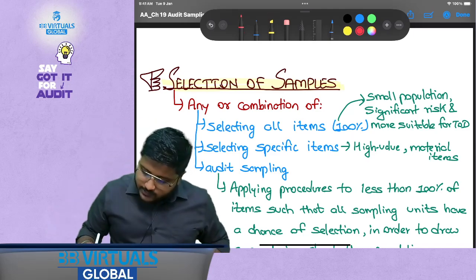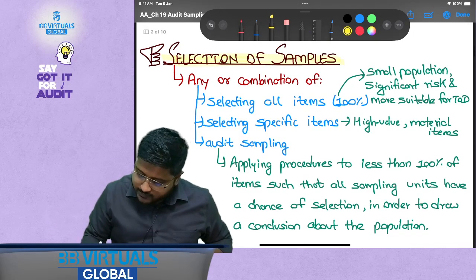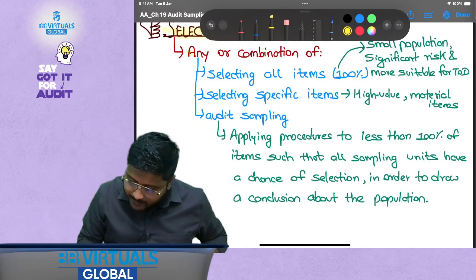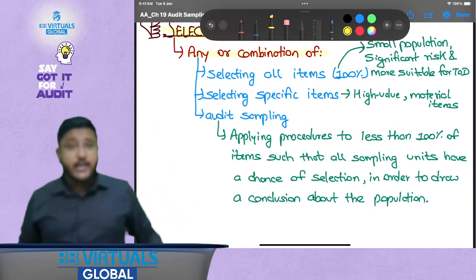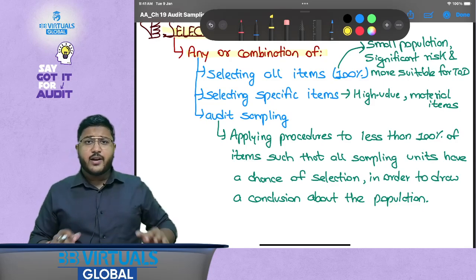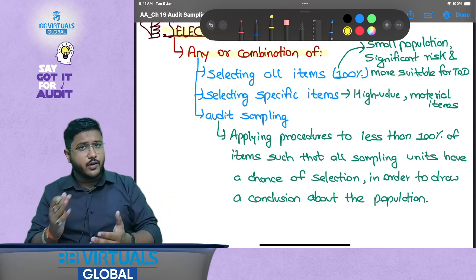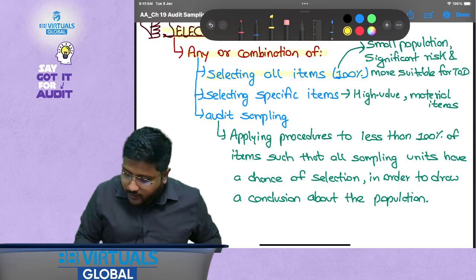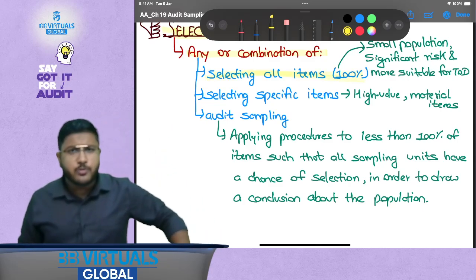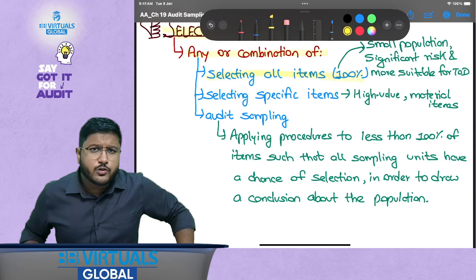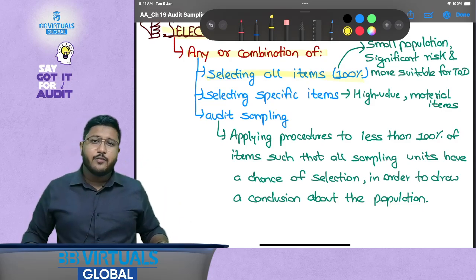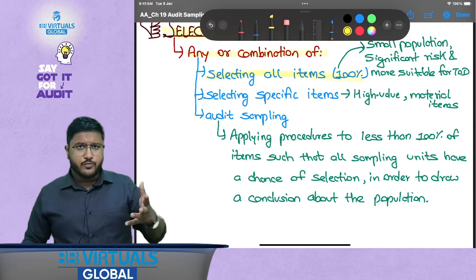Now, let's discuss selection of samples. My friends, what do we mean by selection of samples? Selection of samples could be any one or a combination of the options. We can select one option, or we can select more than one option together as well. First, selecting all items, that is 100% testing. This could be done for a population which has a small number of items, or which has more risky items.